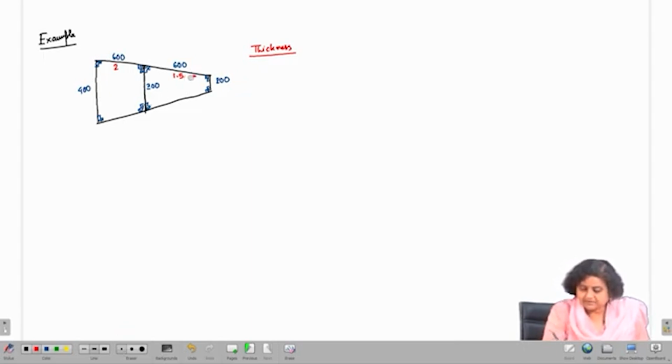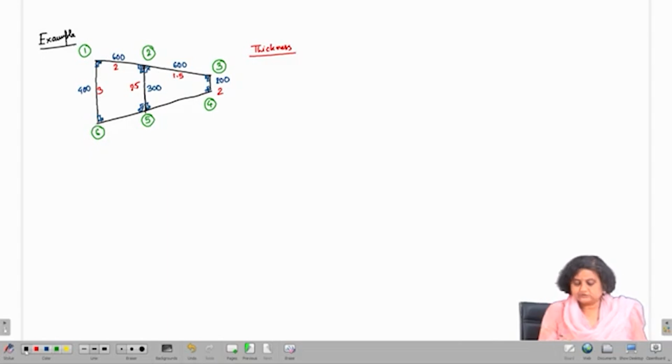I'll skip the mm part. I mentioned that all dimensions are in mm. So, this thickness is 3 mm. This thickness is 2.5 mm, and this thickness is 2 mm. Let us put numbers for all the points. This is 1, this is 2, and this is 3. This is 4, this is 5, this is 6.